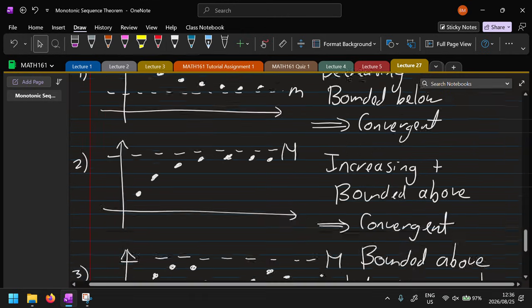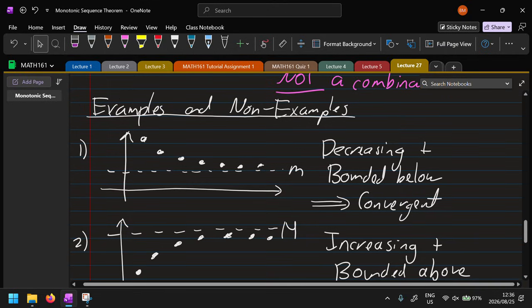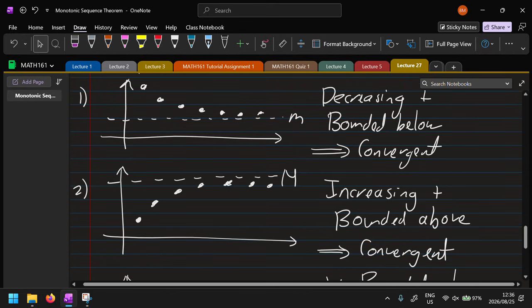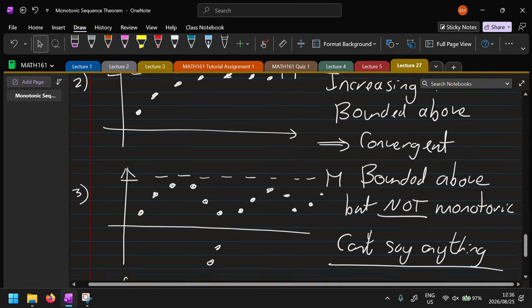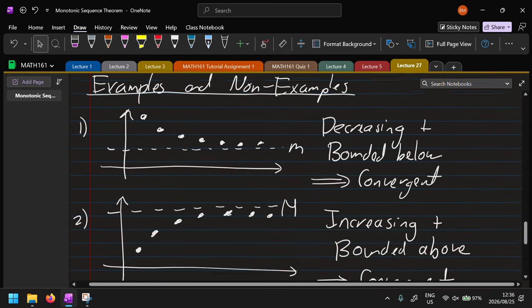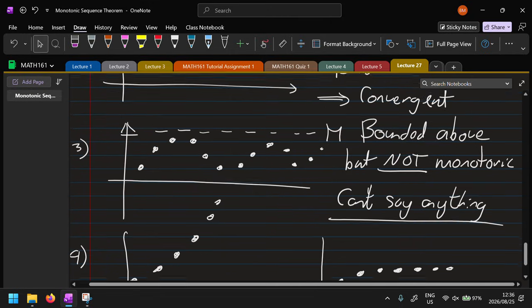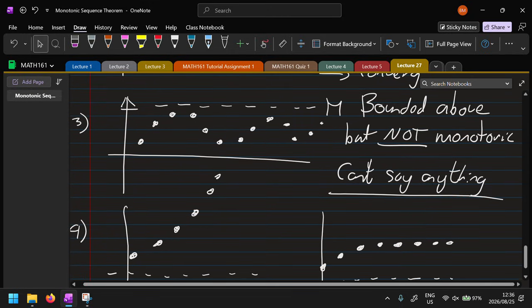So again, it's either this first one, decreasing plus bounded below, or the second one, increasing, bounded above. Any other case, we cannot say which one it is. Okay. Yeah, so 1 and 2, we can get a conclusion. 3 and 4, there's no conclusion. We cannot decide between the two.